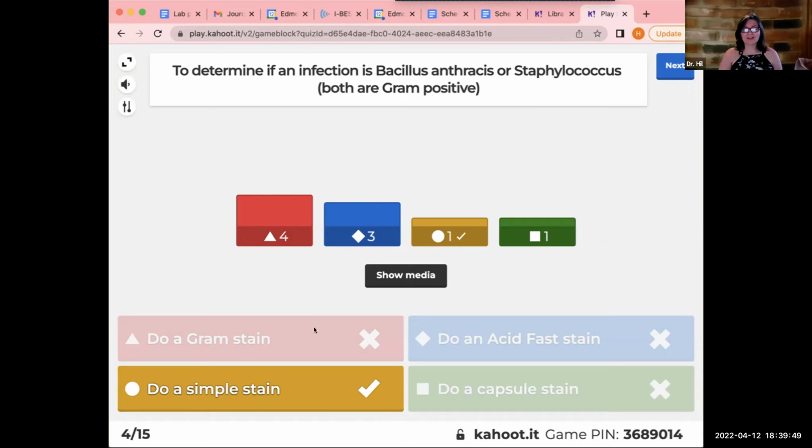So these might be answered differently on the ground versus in my theoretical universe. But in my world, we've been talking about how if all you need to know is morphology and arrangement, you don't need to know gram status because we already know these are both positive. There's no reason to do it. We just do a simple stain.